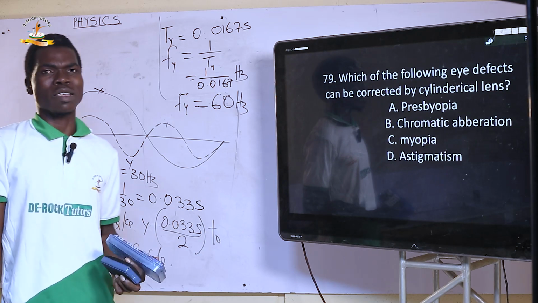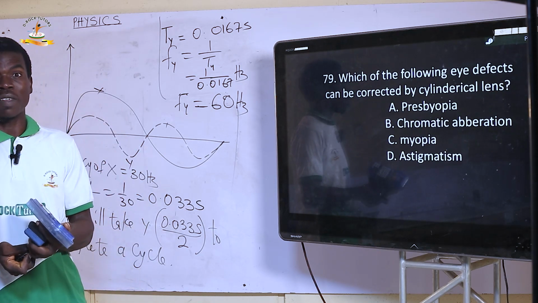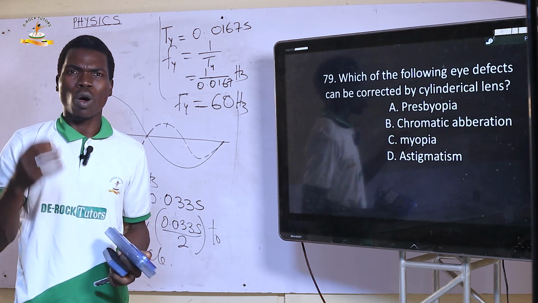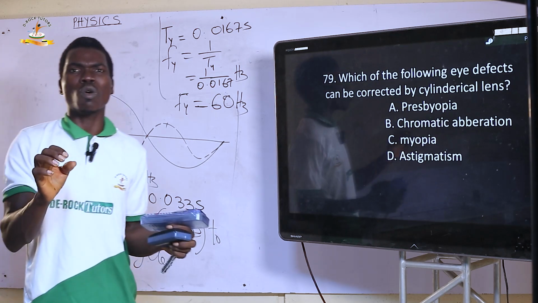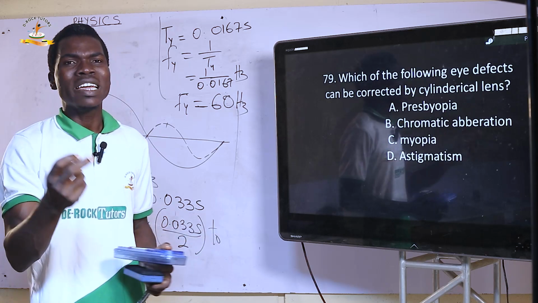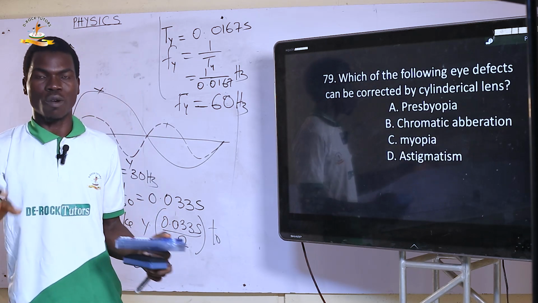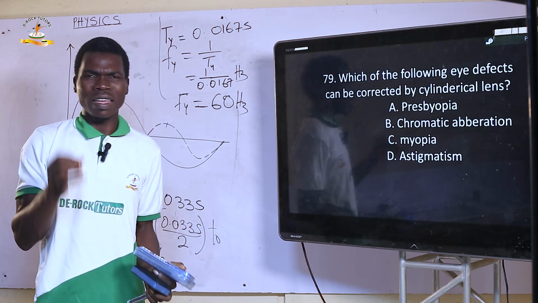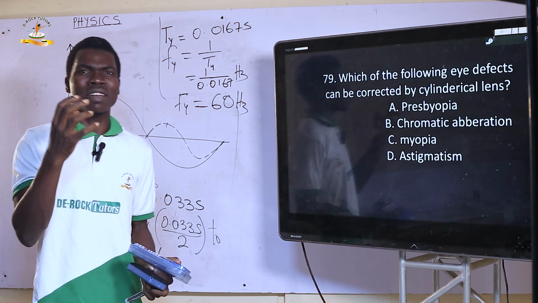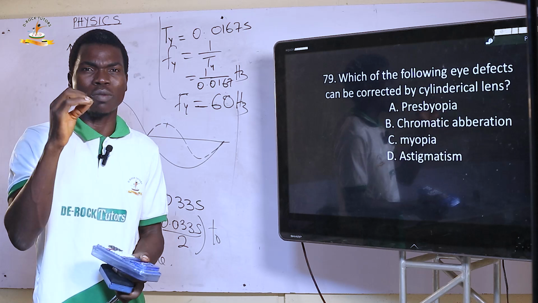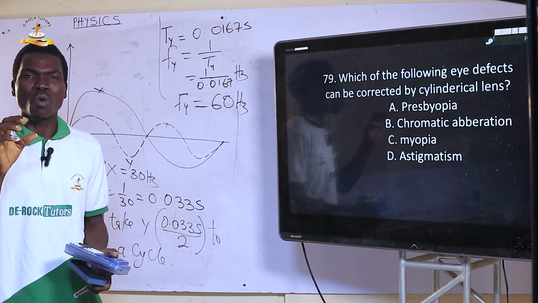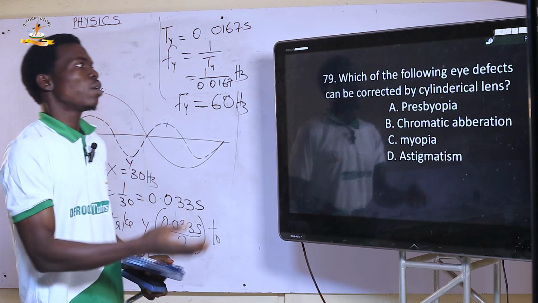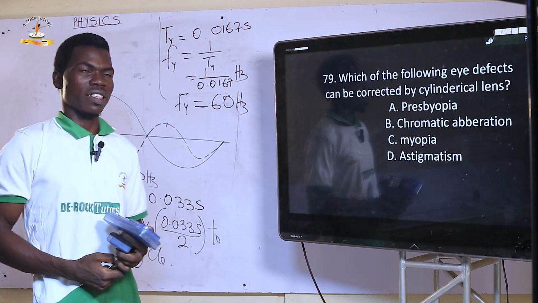What is astigmatism? It's a defect of the eye that makes the eyeball or the lens of the eye, instead of being spherical, bulge as if it is an oval, or look like a rugby ball. And in that case, objects in front of the eye appear to be bulged. And as such, to correct that, we use cylindrical lenses. Next.